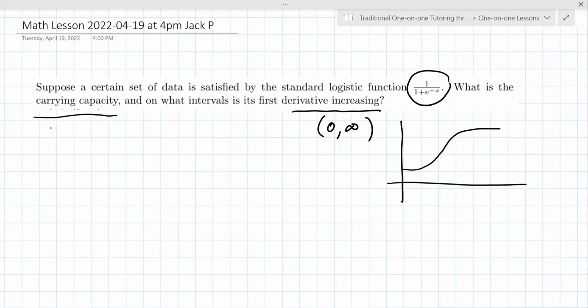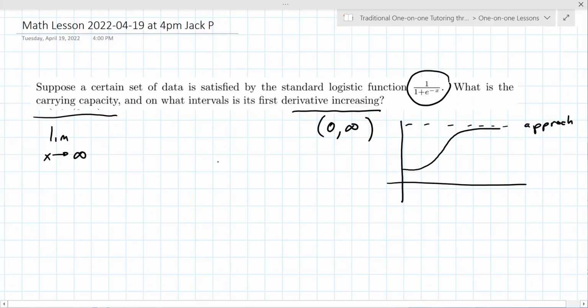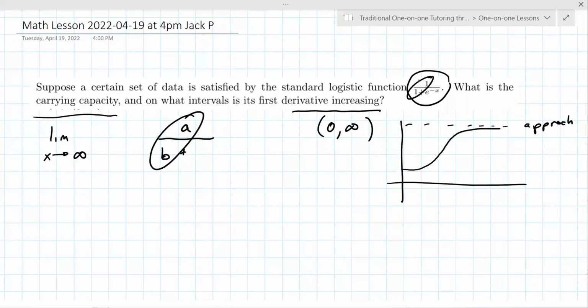The carrying capacity is the limit as x goes to infinity. Basically, what value does it approach? There are various logistic models, but it's always a over b plus there's this e thing over here. It's always this part right here, whatever a over b is. So in this case, it's 1 over 1. Again, we could maybe show that by doing some things, but this is kind of a graphing problem.